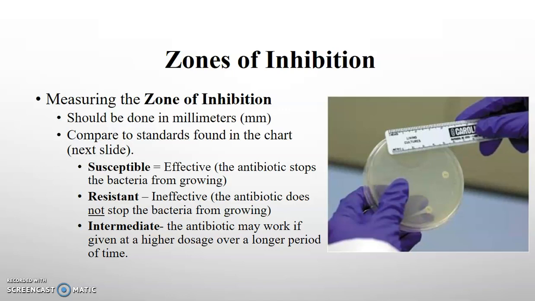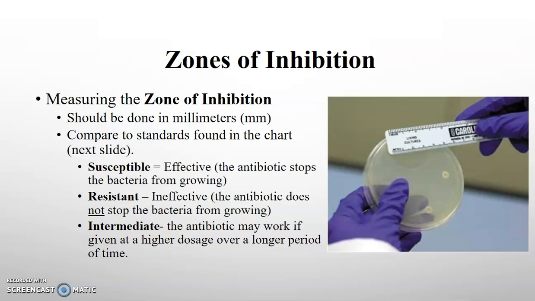Resistance is a bad thing. Resistance means that the antibiotic is ineffective. That means the antibiotic is not able to stop the bacteria from growing, and the bacteria continue to grow in the presence of the antibiotic. Then there's this kind of middle range intermediate category. An intermediate category means that the antibiotic would work, but it would typically have to be given at a higher dosage over a longer period of time.